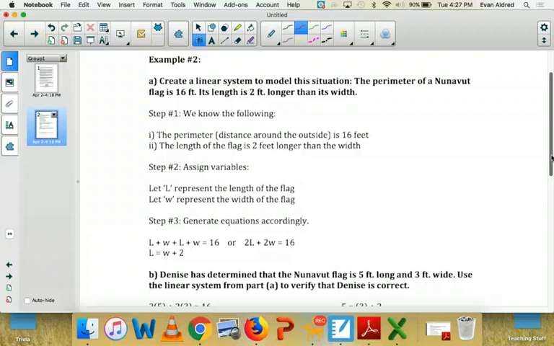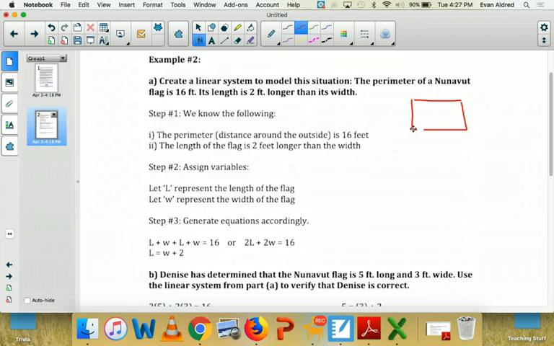So again, we're setting up our linear system. That's what question A is asking us to do. So the linear system that we need to set up is the perimeter of a Nunavut flag is 16 feet. Its length is 2 feet longer than its width. So we need to figure out how we come up with perimeter.